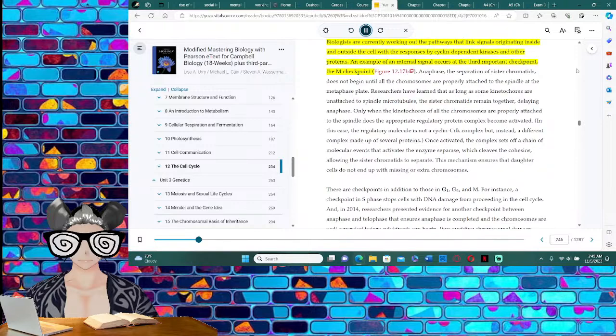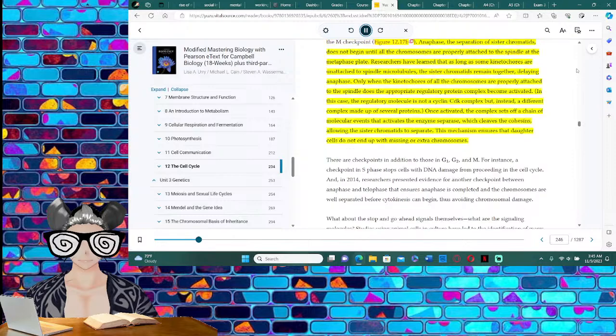Biologists are currently working out the pathways that link signals originating inside and outside the cell with the responses by cyclin-dependent kinases and other proteins. An example of an internal signal occurs at the third important checkpoint, the M checkpoint. Figure 12.17b. Anaphase, the separation of sister chromatids, does not begin until all the chromosomes are properly attached to the spindle at the metaphase plate.